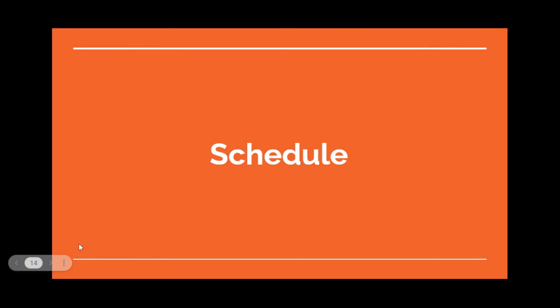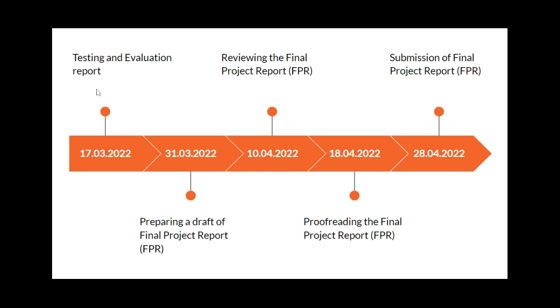Next, let's discuss the schedule. Now I'll be working on the testing and evaluation report. Then we have to prepare a draft of the final project report. Then by this time I'll be reviewing the final project report. We need to proofread it and then submit by the end of April, on the 28th of April.